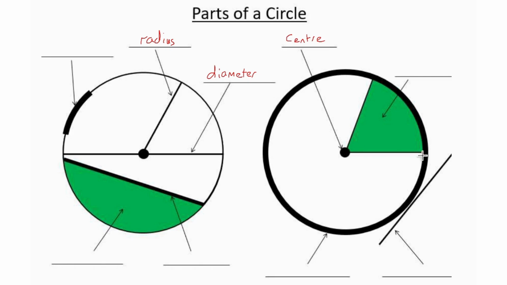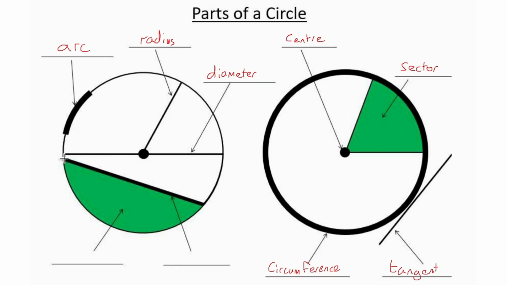This length that goes all the way around the outside is the circumference. A line here that just touches the circle at some point is called a tangent. A part of the circumference is called an arc. The bit bound by an arc and two radii is called a sector. Looks a little bit like a piece of pizza.